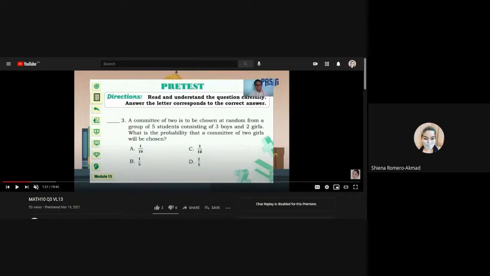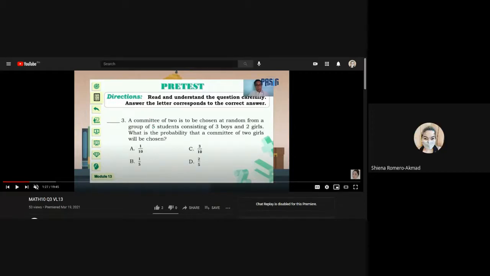Number 3: a committee of 2 is to be chosen at random from a group of 5 students, consisting of 3 boys and 2 girls. What is the probability that a committee of 2 girls will be chosen? As you can see, the question is somewhat familiar, no? A committee of 2. What kind of problem is this? Is it permutation? Is it combination? Combination, yes, it is combination.